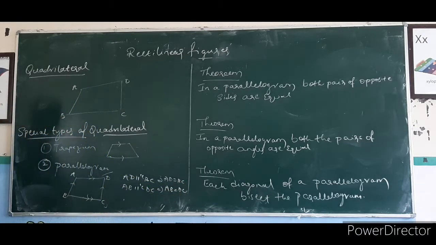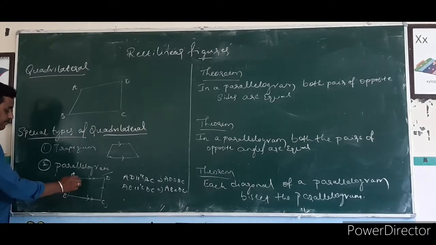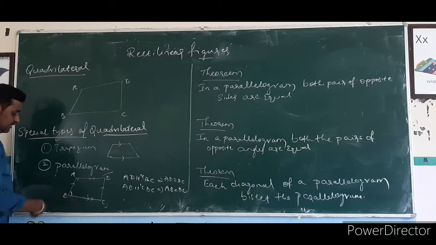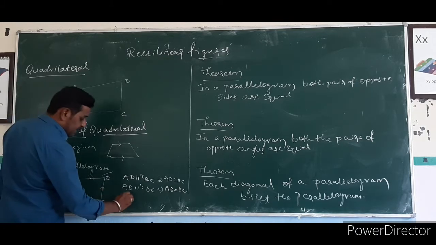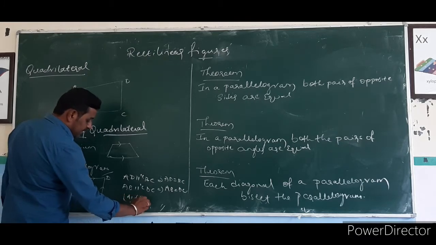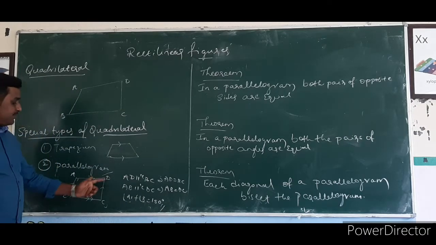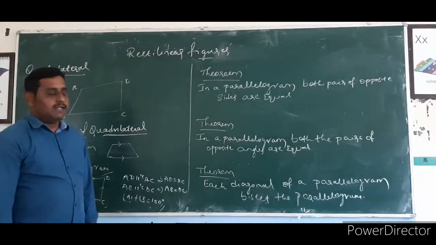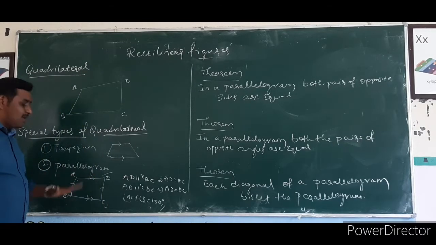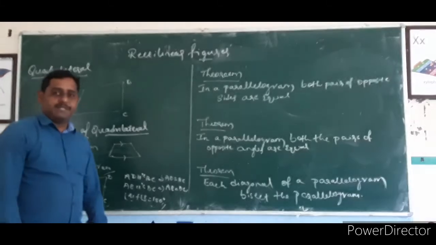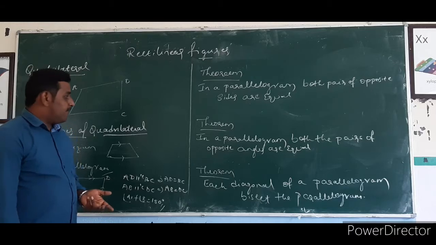Equal and parallel. So in this one more property: consecutive angles. If you add two consecutive angles, suppose angle A plus angle B, it is equal to 180 degrees, supplementary. If you add D plus C, you will also get supplementary angles. So if you add two consecutive angles, the sum must be equal to 180 degrees. It is very useful for solving problems.